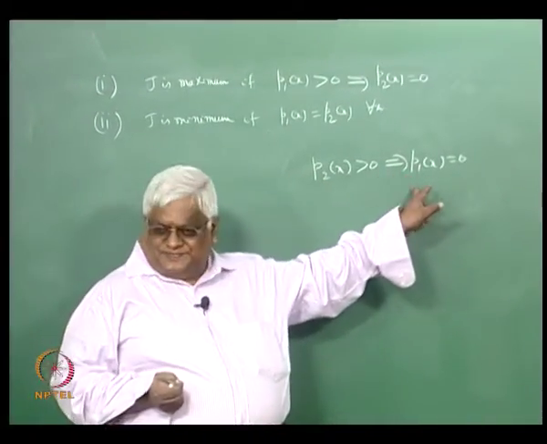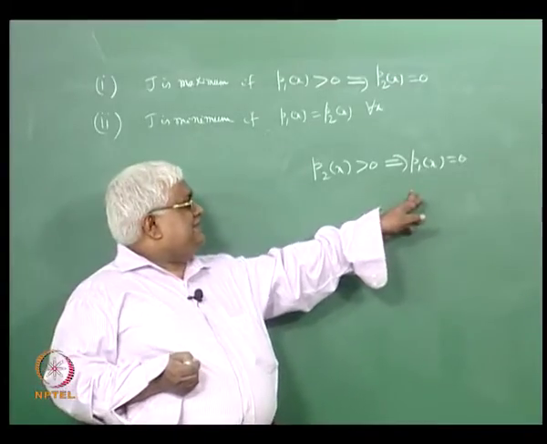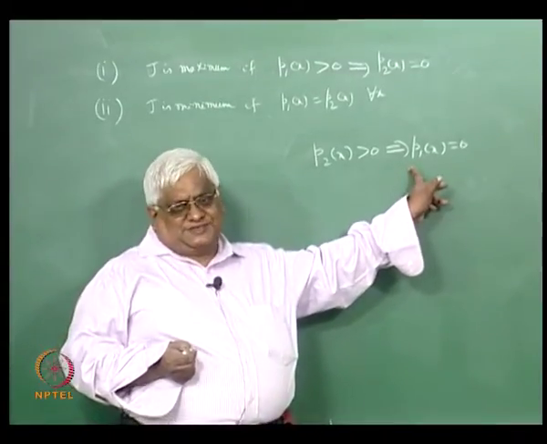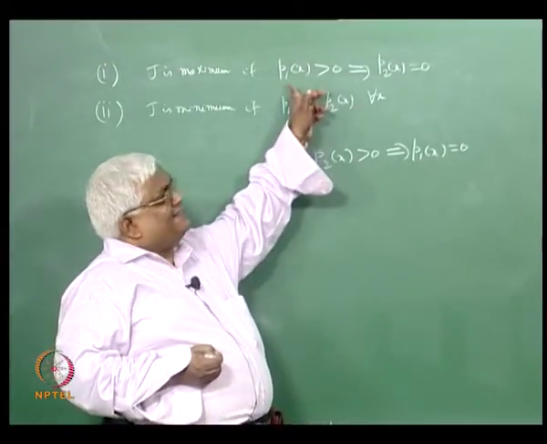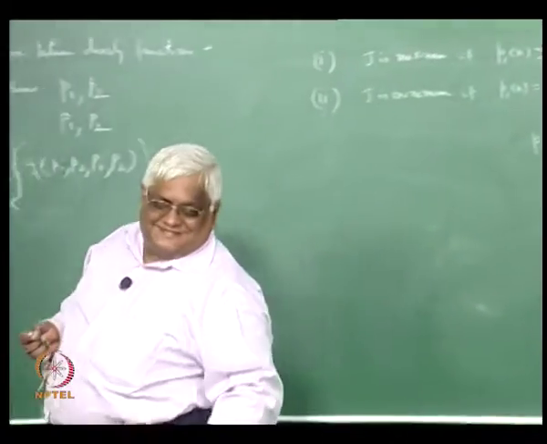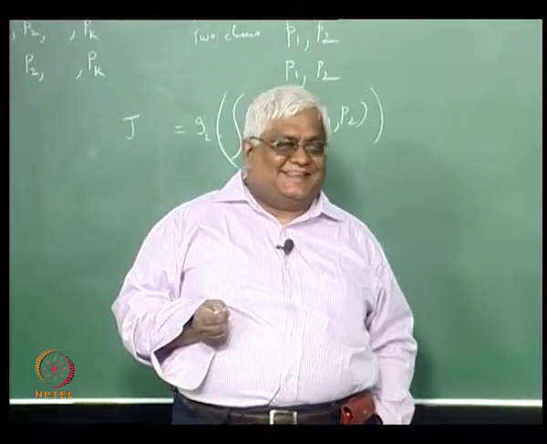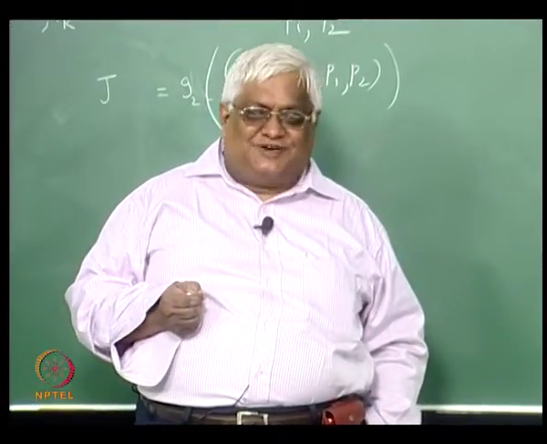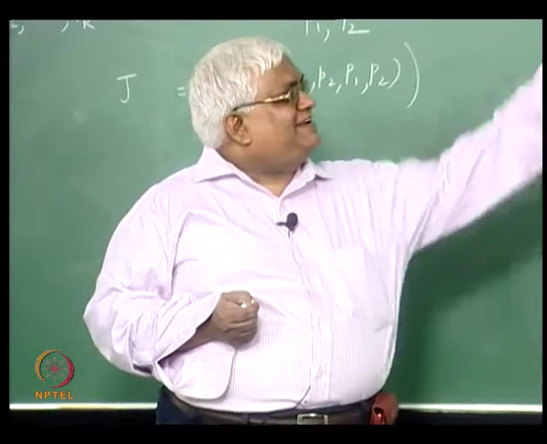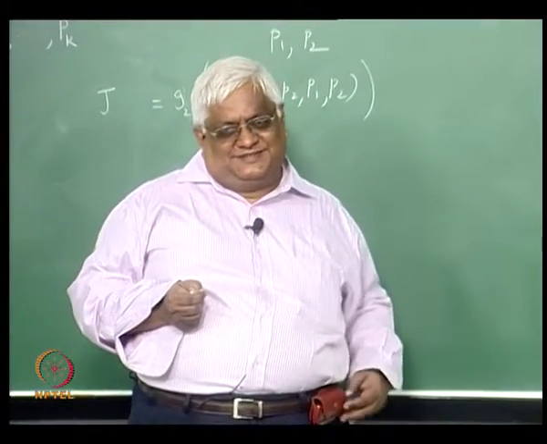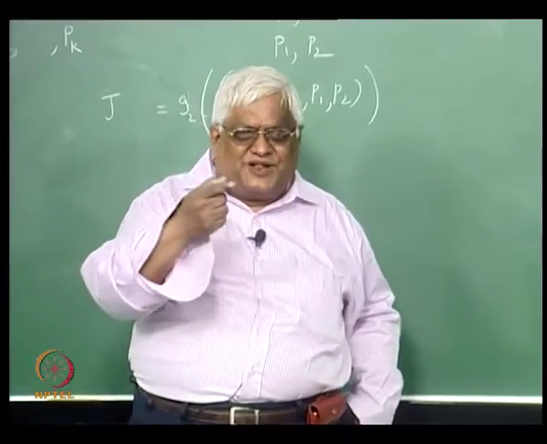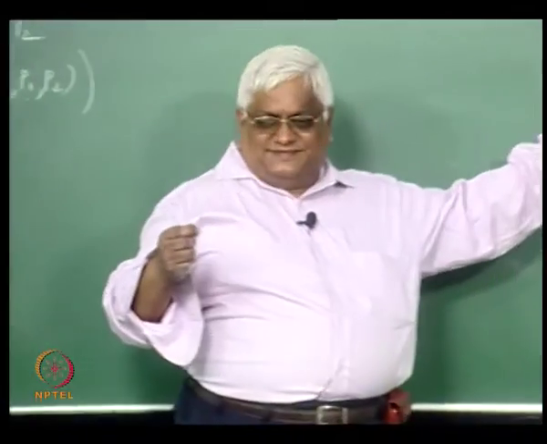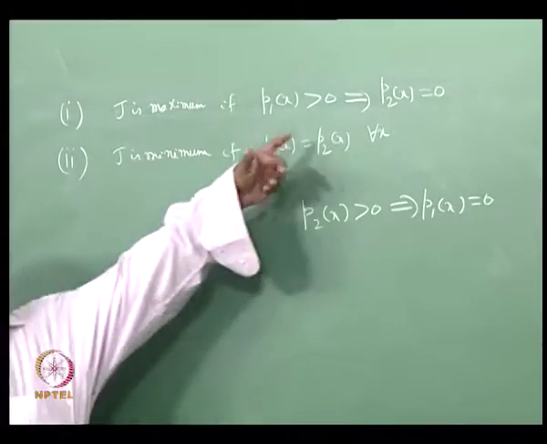Suppose this is not true, that means there is one x for which P2 x is greater than 0 as well as P1 x is also greater than 0, but that does not happen. Okay. If there is an x for which both P1 and P2 are greater than 0, then it contradicts the previous statement. Are you understanding? Have you understood the logic? So, I do not need to write this, just this one statement is sufficient.